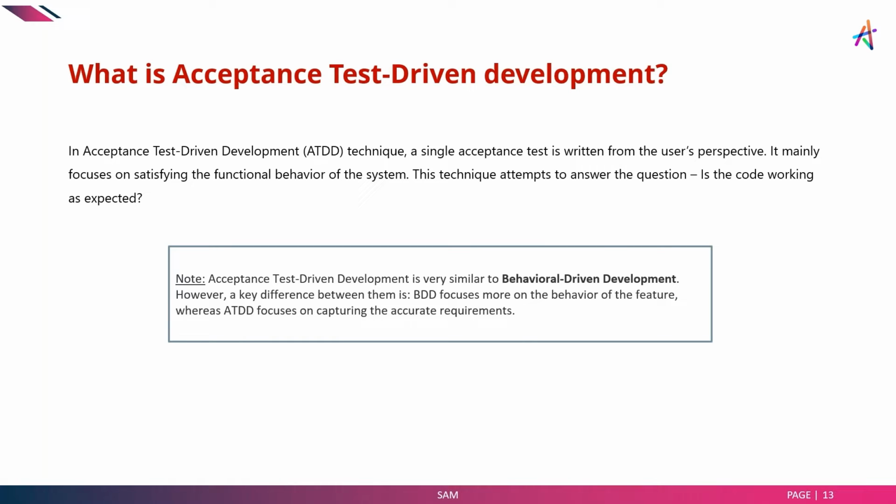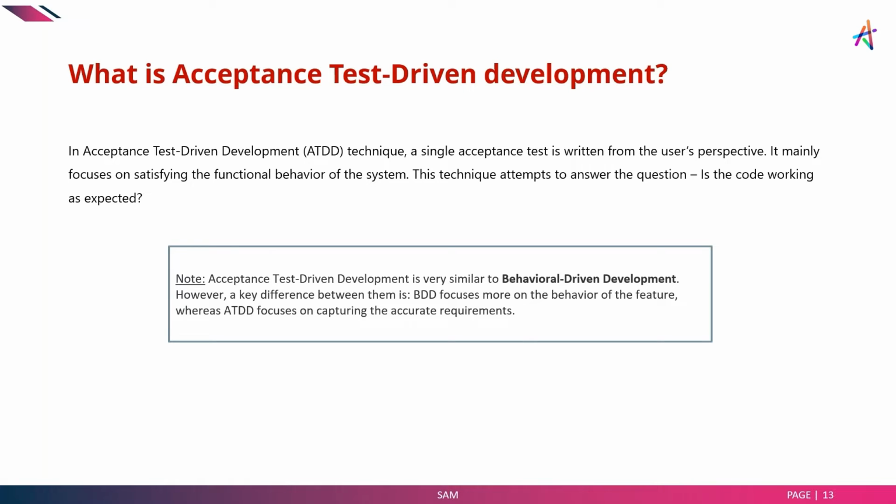And right, so what is ATDD then? All right, acceptance test driven development. It is basically a technique where a single acceptance test is written from a user perspective. So what is an acceptance test? It is written from a user perspective. It mainly focuses on satisfying the functional behavior of the system. This technique attempts to answer the question: is the code working as per customer expectation?